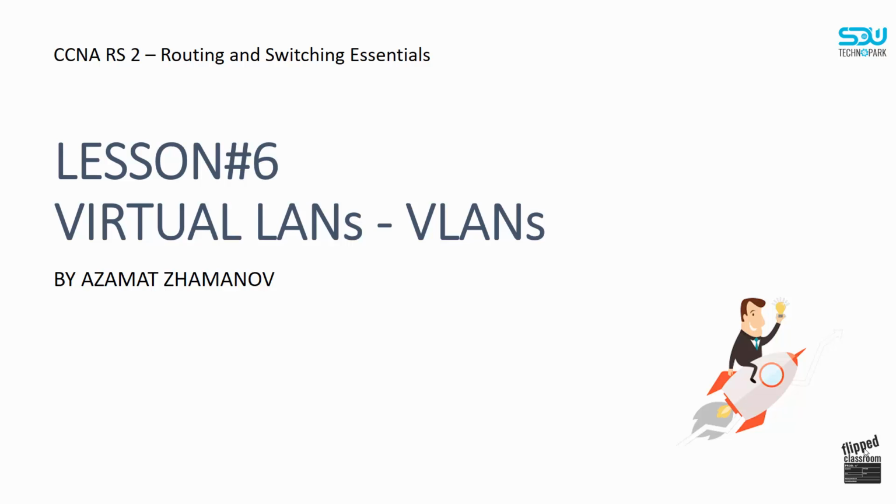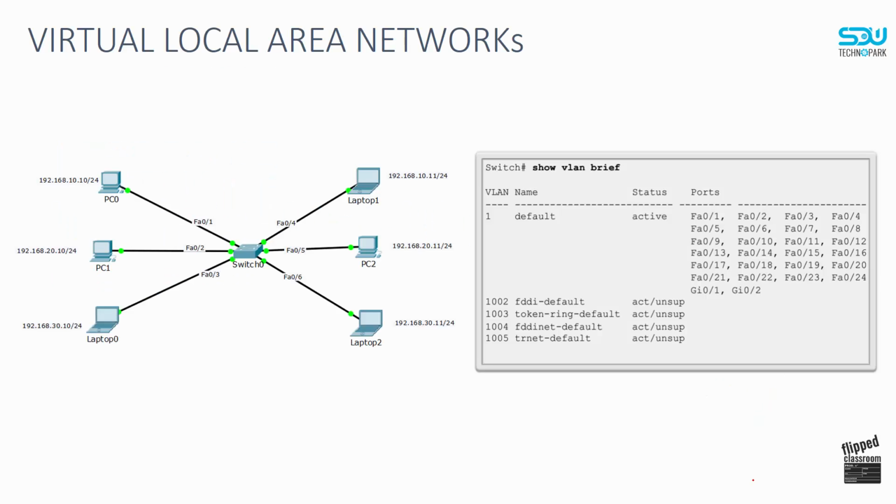Hi everyone, in this video lesson we are going to speak about virtual local area networks, VLANs. First of all, to understand what VLANs are, we have to look at a small example in which we may find out that our equipment PC0 and laptop 1 are connected to a single network. So they are part of the network 192.168.10.0 with prefix 24.